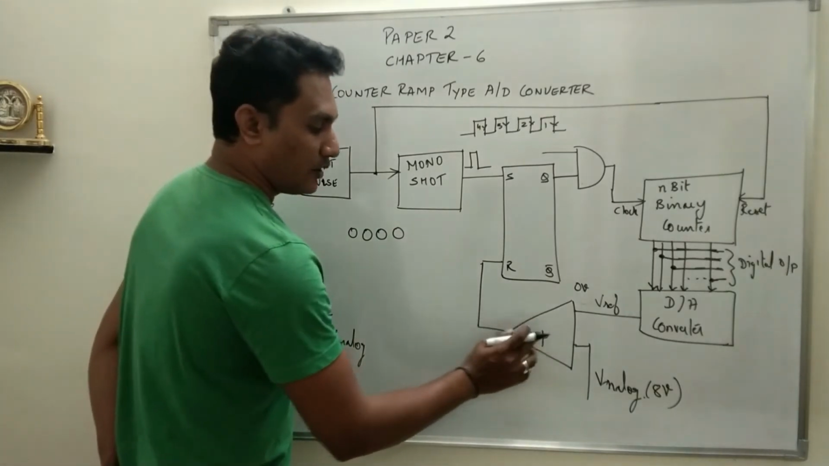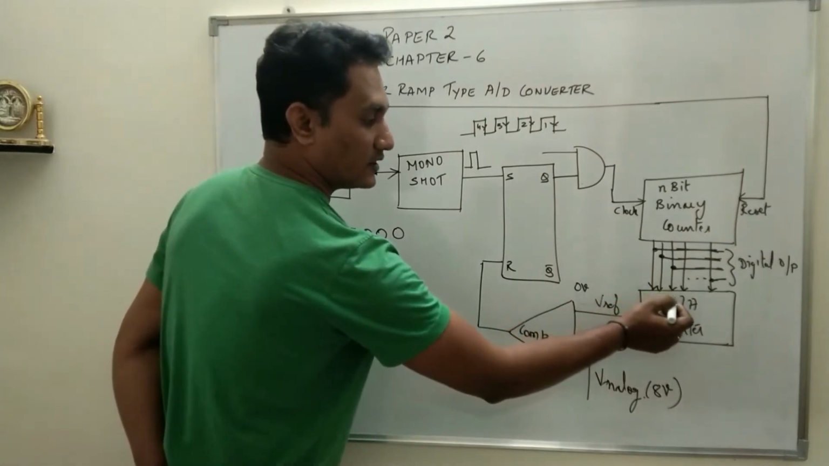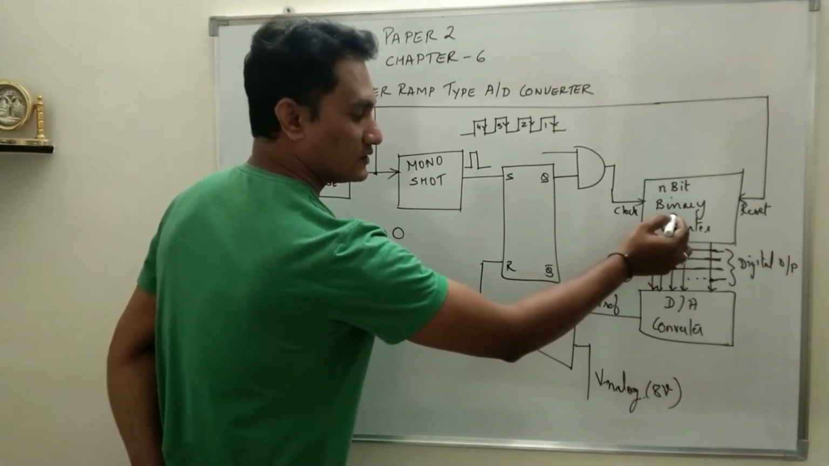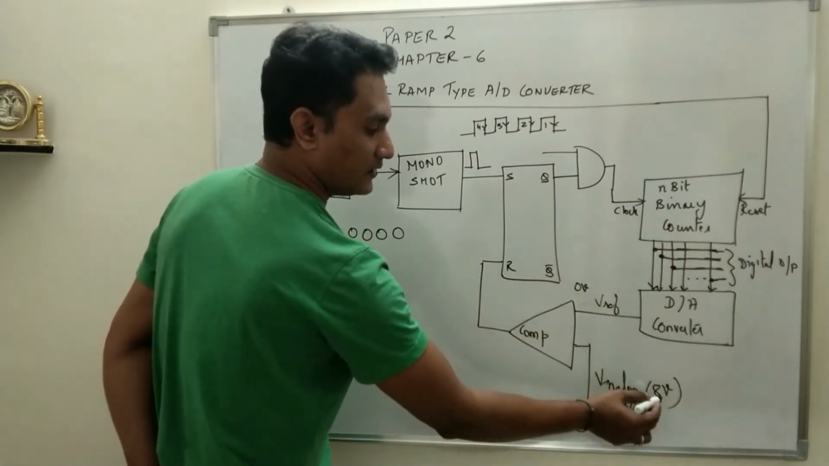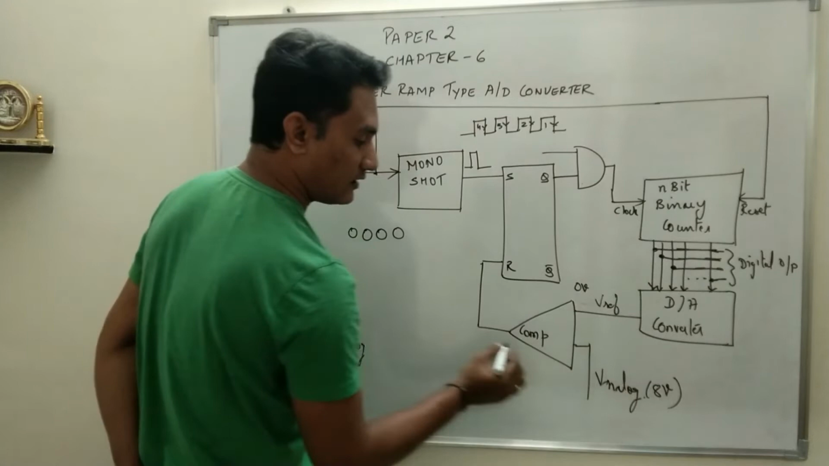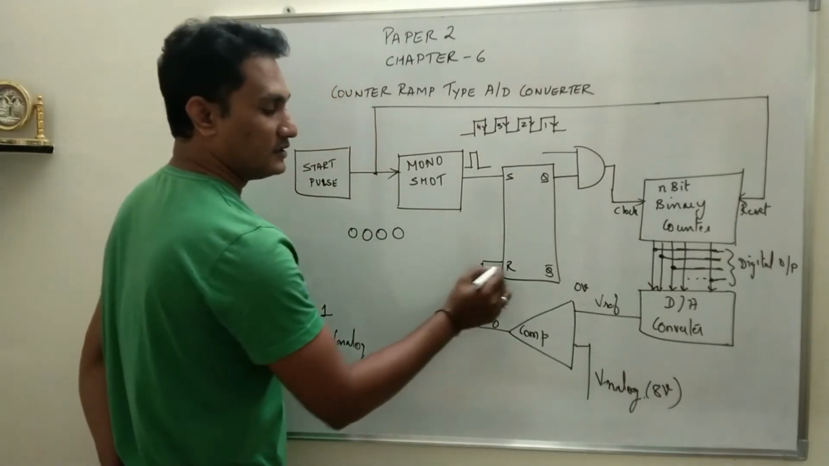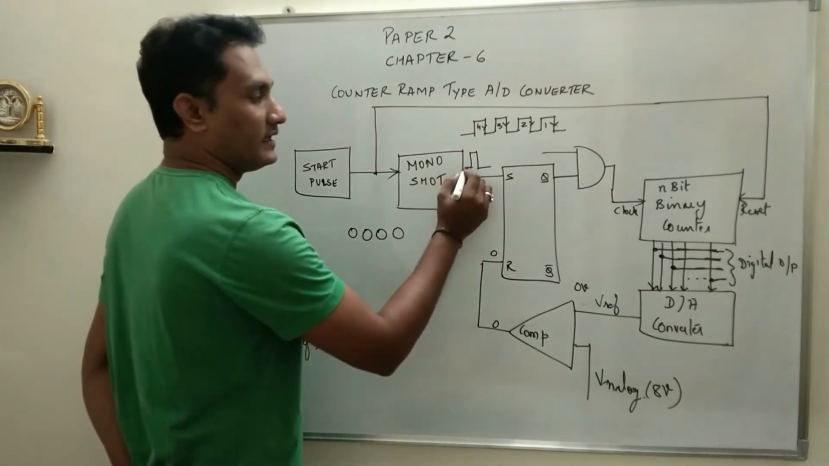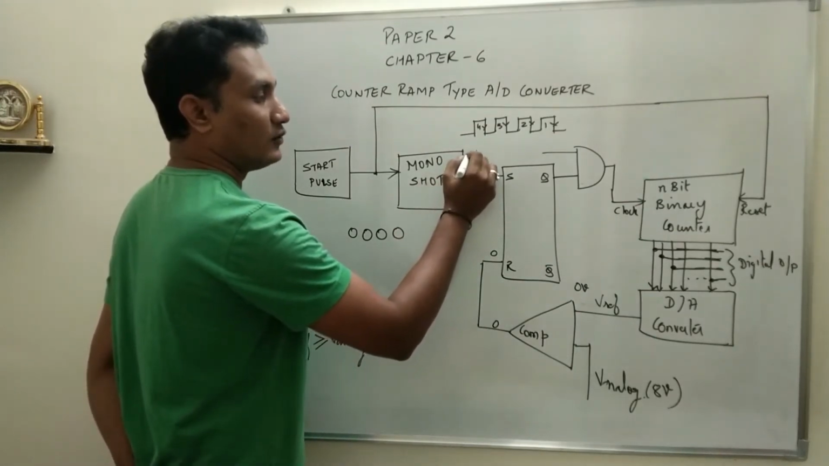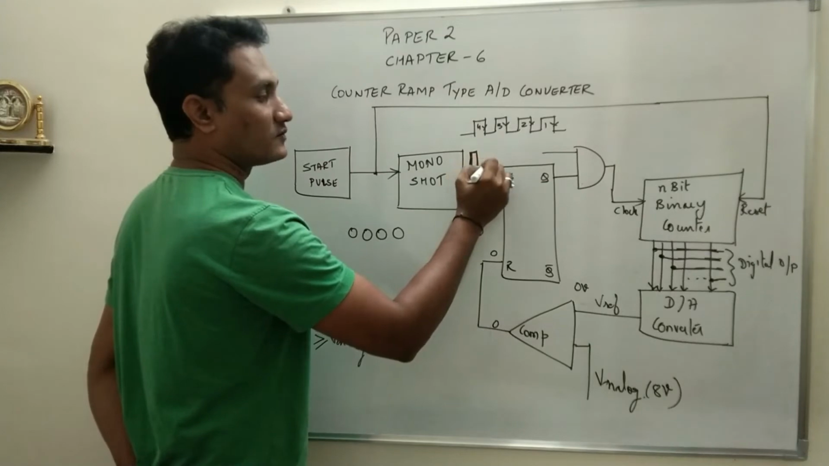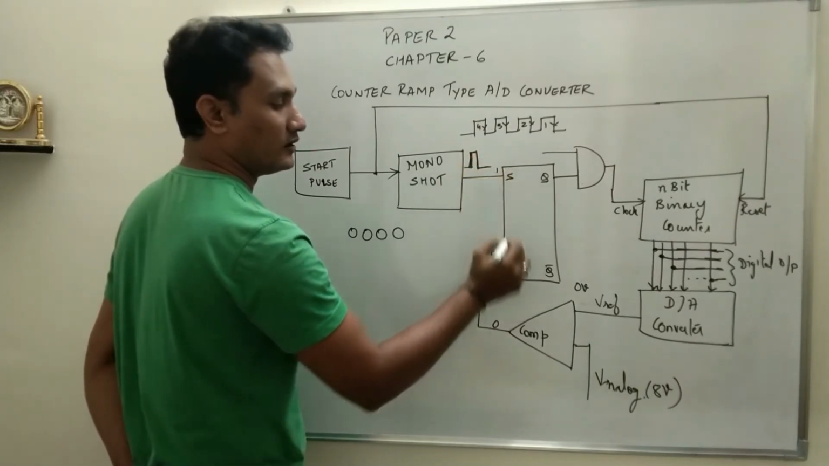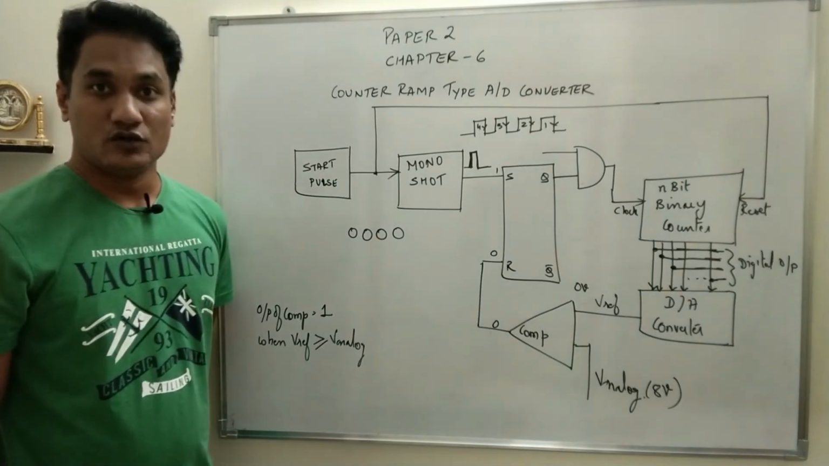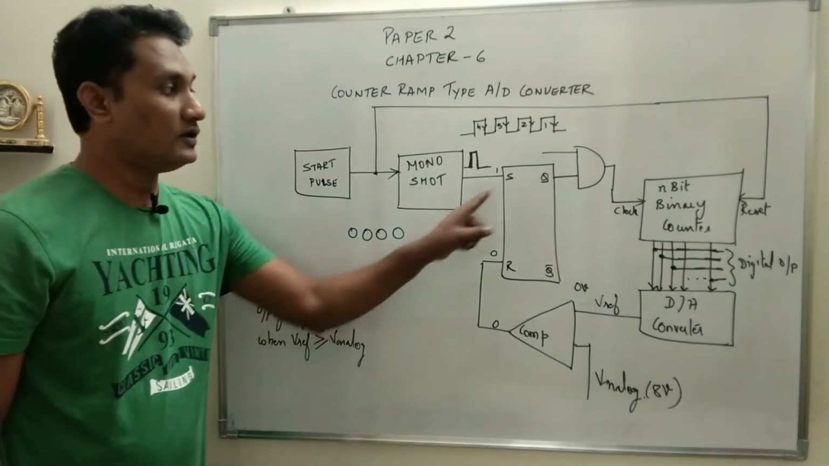So now at this point, what is the D2A output? 0 volt, because the count is in the initial state 0 0 0 0. So this 0 volt compared with 8 volt, V reference is less than V analog, the output of the comparator will be 0, which makes R equal to 0. And here the monoshot has triggered, so the output of the monoshot has become 1 for a small duration of time, which makes S equal to 1, R equal to 0. So when S is 1 and R is 0, trigger is provided to S.